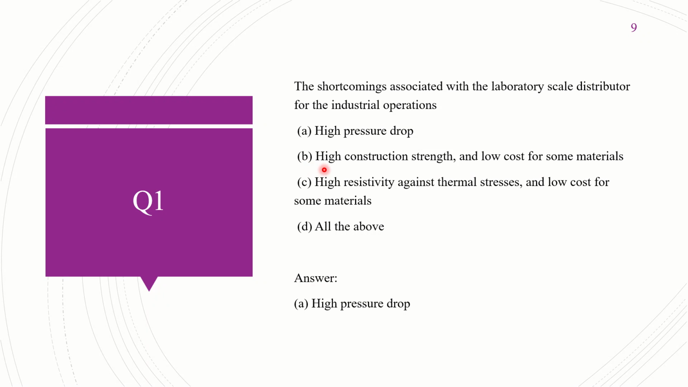And similarly, in option C, it is given that there is high resistivity against thermal stresses and low cost for some materials. Logically thinking, if there is high resistivity against thermal stresses, it is an advantage, not a disadvantage. Similarly, low cost for some materials would be an advantage. But again, when we are dealing with a large scale setup, the resistivity against thermal stresses is very low, so that is a disadvantage when we are dealing with the original system. So option C again is a false statement.